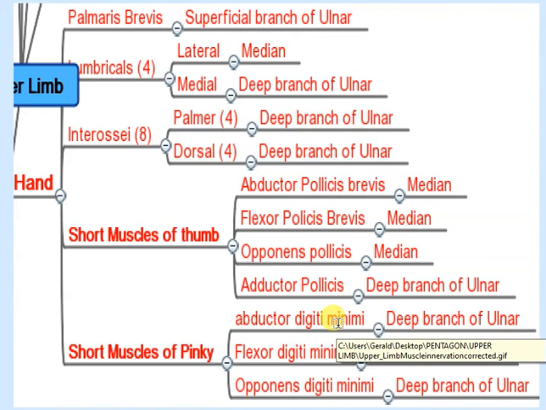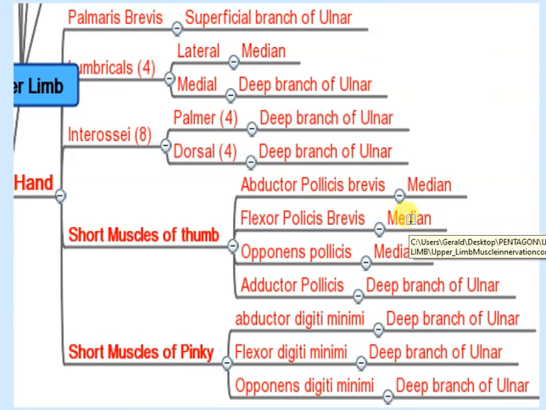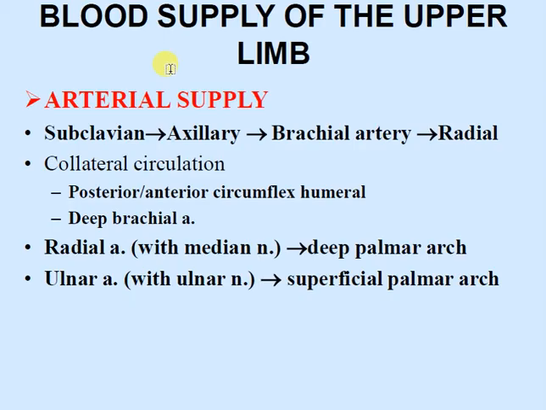Huku tunaita abductor digiti minimi. Flexor pollicis brevis, kunaitwa flexor digiti minimi. Alafu tuna opponens pollicis, kunaitwa opponens digiti minimi. Kwa mfano huku kwenye pinkie inakuwa supplied by the deep branch of the ulnar nerve, wakati kwenye thumb it is supplied by the median nerve, except nani, abductor pollicis naye anakuwa supplied by the deep branch of the ulnar nerve. From there we have the interossei and things like that.